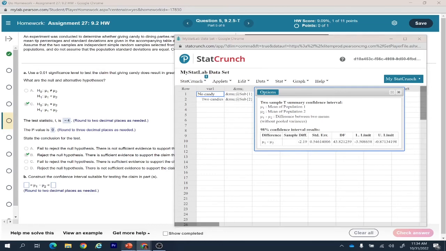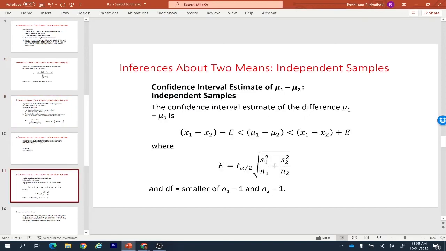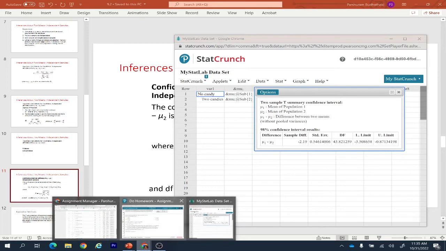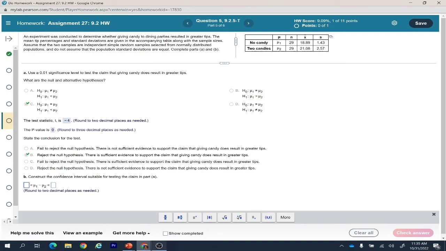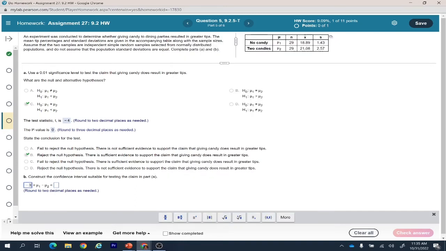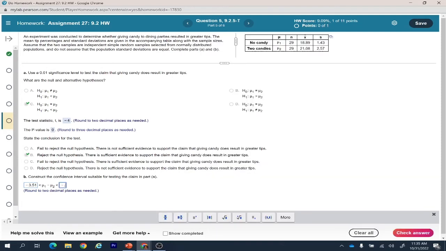These values are the same as if you use this formula for finding the lower limit and upper limit, after finding the margin of error. But StatCrunch is going to calculate those things for us. So the lower limit is negative 3.5. So go back here and round it to 2 decimal places: negative 3.51. That's the lower limit. And then the upper limit is negative 0.87.